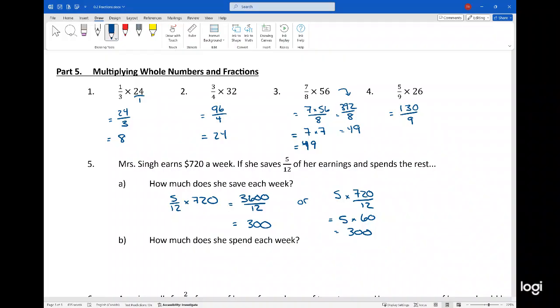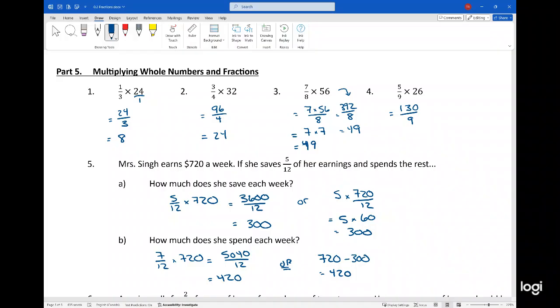Now, how much does she spend each week? Well, if she saves 5/12, she spends 7/12. And this one, I'm going to take the long way. 7 times 720 is 5,040 divided by 12, and I check my calculator, and it says that that's 420. All right, now an easier way to do this one would be to say she had $720, she saved 300 of it, she has $420 left to spend.